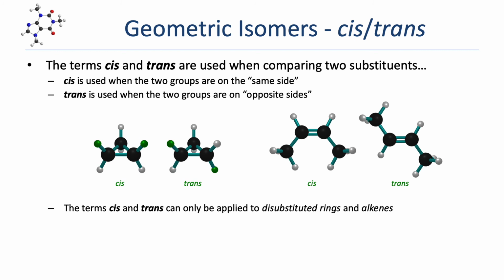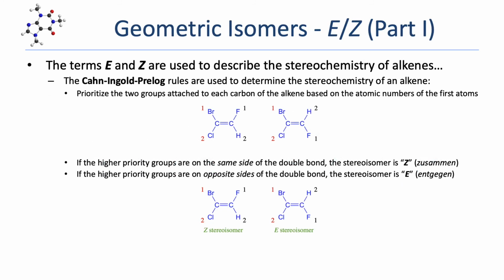Just remember that cis and trans, those terms, can only be applied on disubstituted rings and disubstituted alkenes. There's a more general way of describing the stereochemistry of alkenes specifically, and that uses the EZ convention. EZ is only used on alkenes, nothing else.